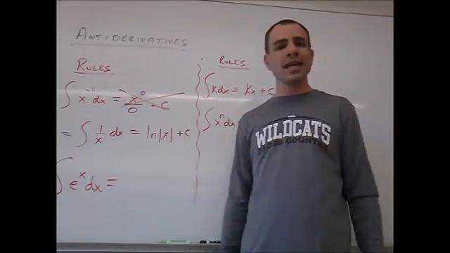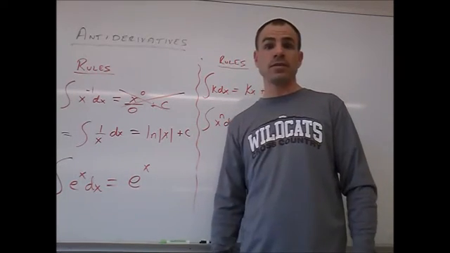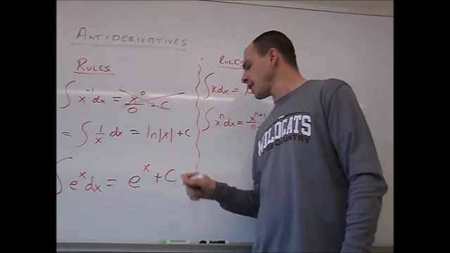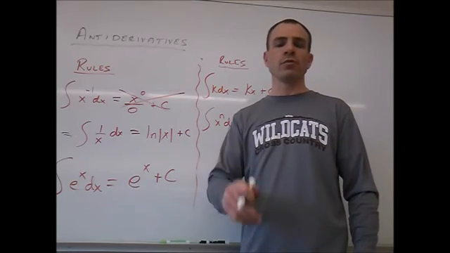And we know e, we like e because e's derivative is itself, which means e's antiderivative is itself. Of course, we do need that arbitrary constant as well. So there's two more rules for you. We'll get the rest of the rules in the final video.